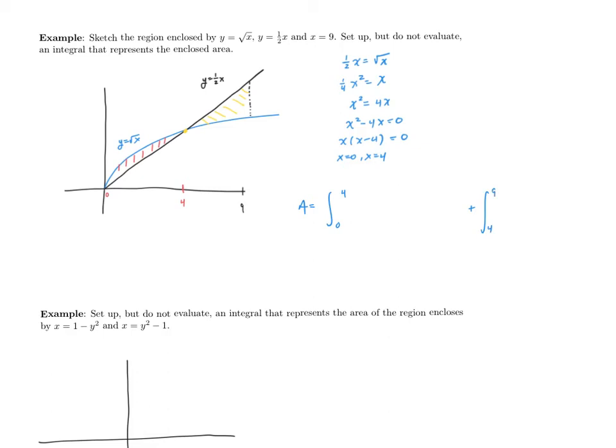On that interval from 0 to 4, we take the larger function and we subtract away the smaller. Similarly, on the interval from 4 to 9, we take the larger function and we subtract away the smaller. And this is where I would stop the problem if I was asked to set up but not evaluate. If you would like some extra integration practice, I'm going to note if you continue on and evaluate, your answer would simplify down to be 59/12.